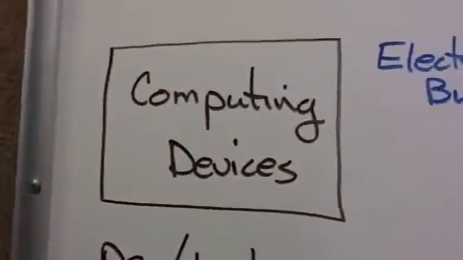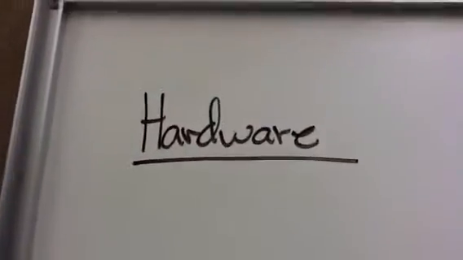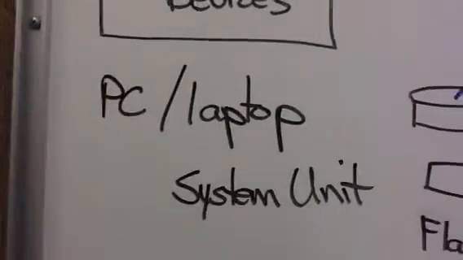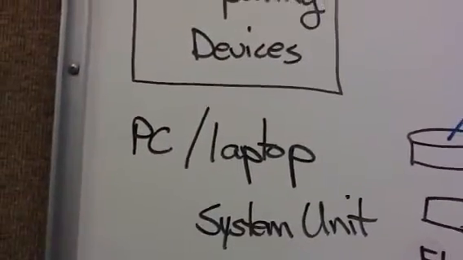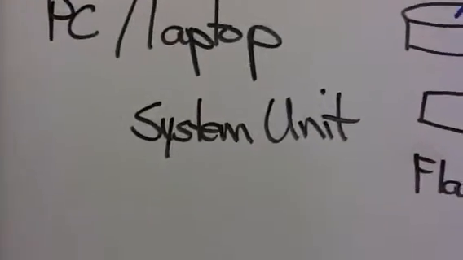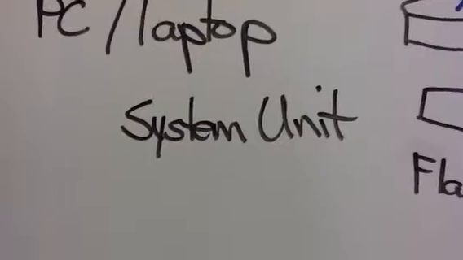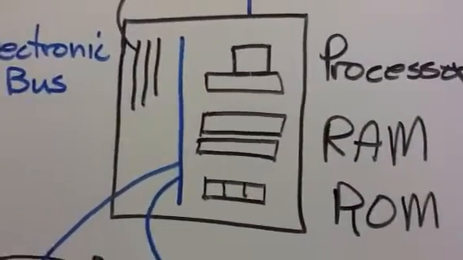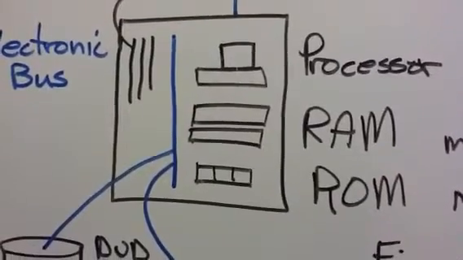Let's go back to hardware. Alright, we have all these different types of computing devices. We're going to talk about PCs and laptops more in general. We talk later about tablets and phones and so forth. They have this term system unit. That's the main part that all these other things connect to.